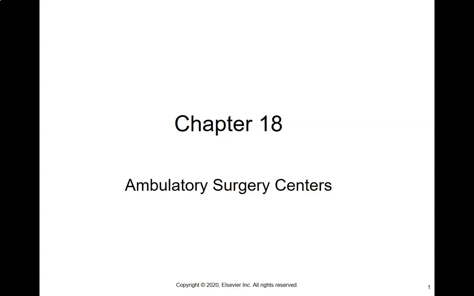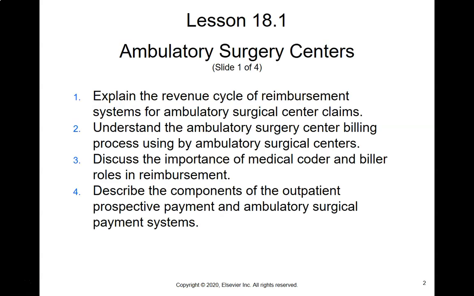Chapter 18, Ambulatory Surgery Centers. The objectives for Lesson 18 are: 1. Explain the revenue cycle of reimbursement systems for ambulatory surgical center claims. 2. Understand the ambulatory surgery center billing process used by ambulatory surgical centers.